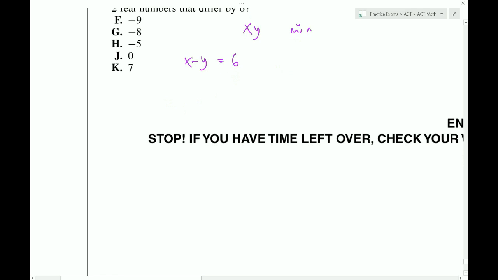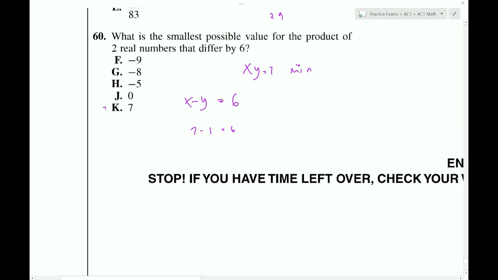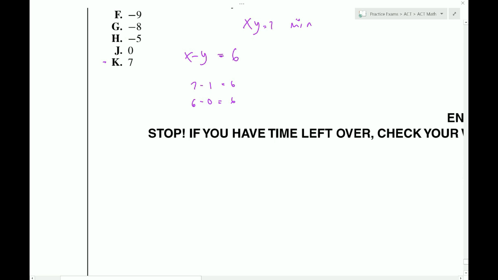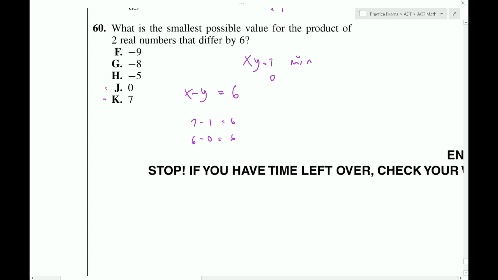So let's think of two numbers that differ by 6. How about 7 and 1? Right? They differ by 6. Their product is equal to 7. So I found a way to get 7. Right? That's a possibility. What about, can I use the numbers 6 and 0? Right? Is there anything that's telling me I can't use 0? No, right? So if I use those two, the product now is 6 times 0, which is 0. So now I found a way to get 0.